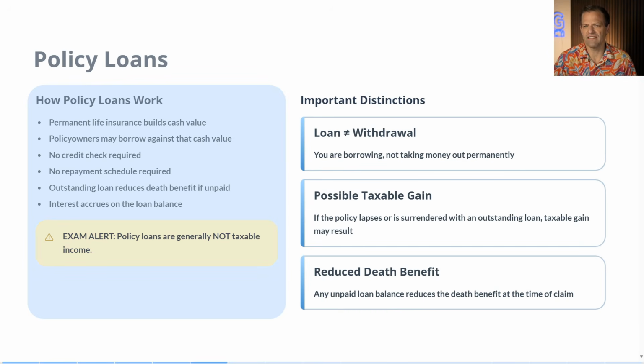A couple of distinctions that are important. A loan's not a withdrawal. You are borrowing. You're not taking out money permanently, okay, when it comes to borrowing on a policy loan. There's possible taxable gain if the policy lapses or is surrendered with an outstanding loan. Taxable gains may result. And there's a reduced death benefit. So any unpaid loan balance reduces the death benefit at the time of claim.